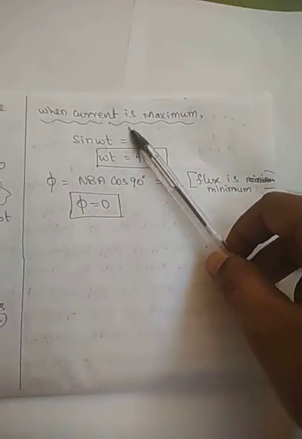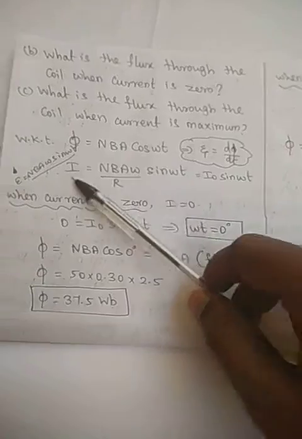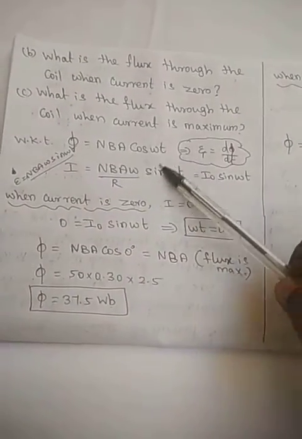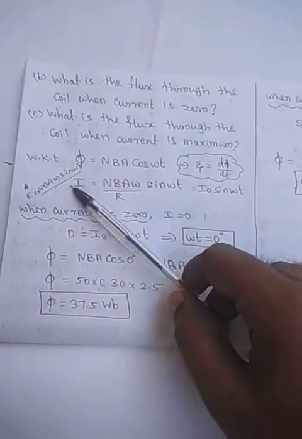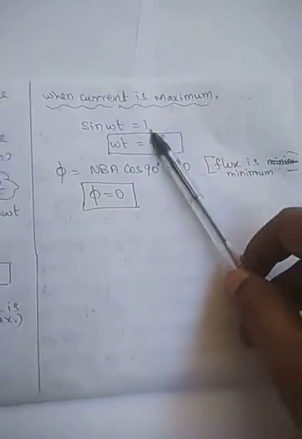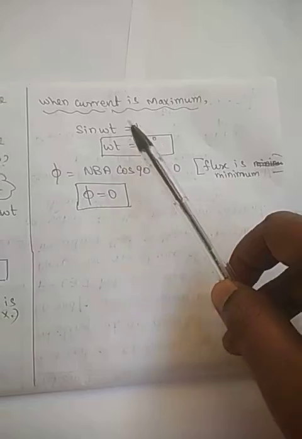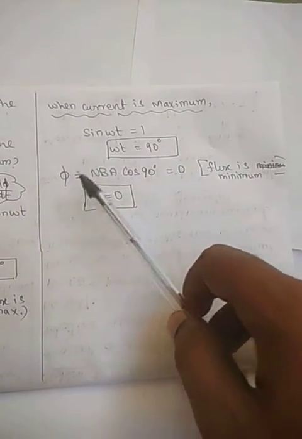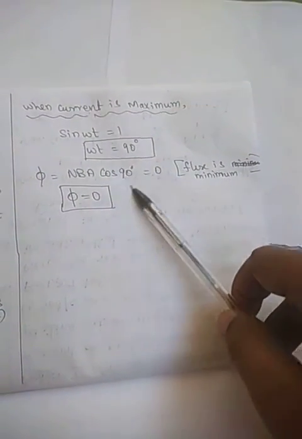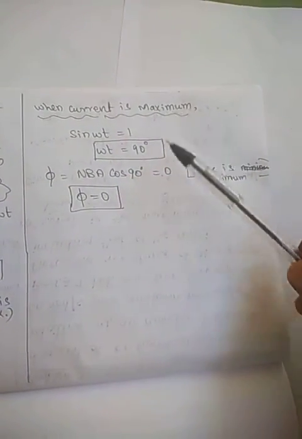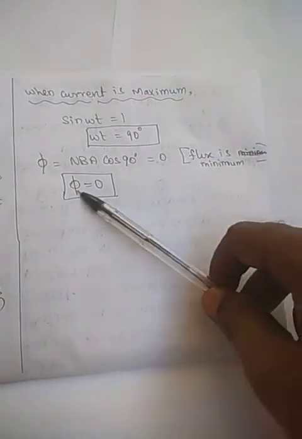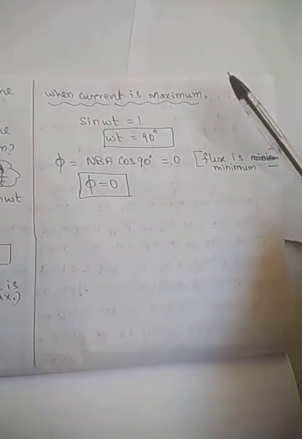When the current is maximum, what will happen? When I is maximum, sin omega t must be equal to 1, so omega t is 90 degree. Substitute in the flux value NBA cos omega t with 90 degree. What is cos 90 degree? 0. So when the current is maximum, the flux will be minimum. That is, the flux will be 0.